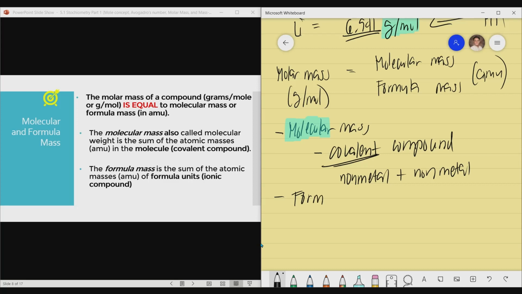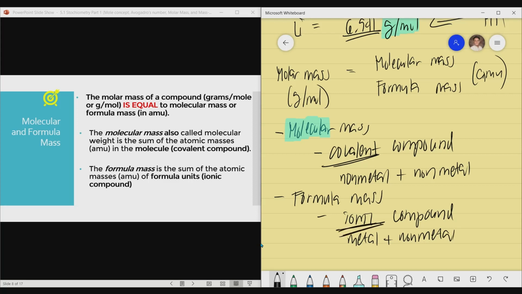Formula mass is a term used for ionic compounds. So, if your compound is termed to be ionic, that is composed of a metal plus a non-metal element, and it is an ionic compound, ang itatawag mo sa mass niya ay formula mass. Okay? Kasi ang covalent compound, ang tawag natin sa kanila ay molecules. Sa ionic compound, ang tawag natin sa kanila ay formula units. So that's the difference between the two.